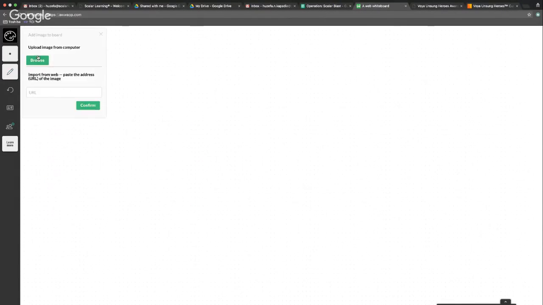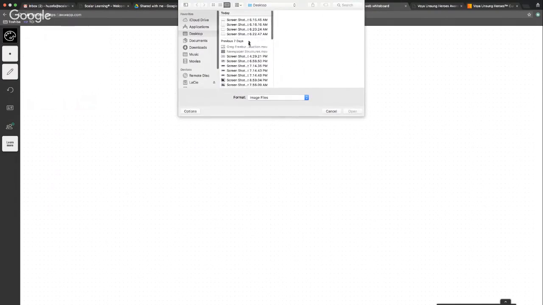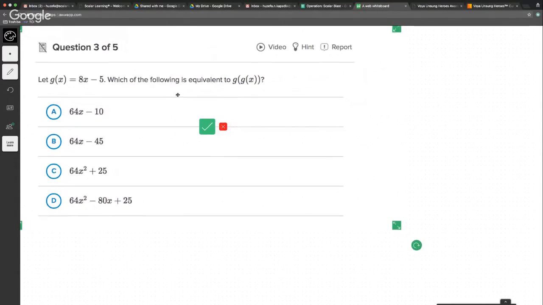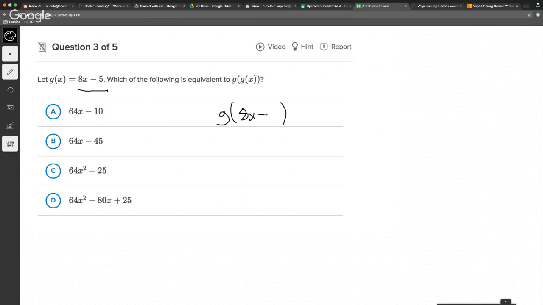Let us see what this one gives us. Number 3, it says g of x equals that. Which of the following is equivalent to g of g of x? This is crazy because this is plugging itself into itself, and we are evaluating it. So again, I'm going to rewrite it like that because we're plugging into g of x. We're plugging in g of x, which is this, 8x minus 5 equals, okay, 8x minus 5, and this whole quantity is going to be replacing the x. That's what's happening. It's replacing that variable.